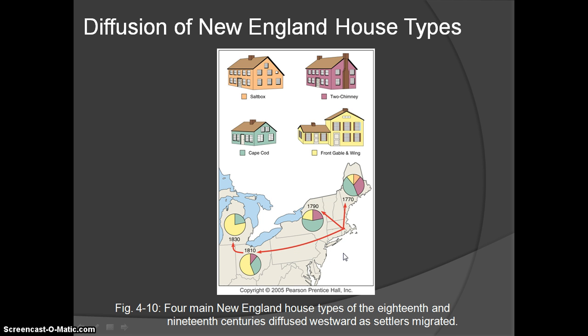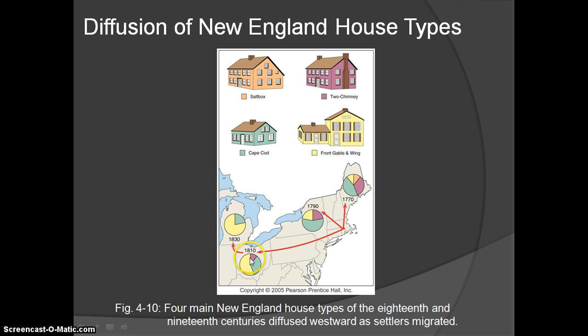Now, one of the interesting things that you'll see is that as it moves from, let's say, Massachusetts over here to Ohio, you'll notice that only 3 houses diffuse. The Saltbox house does not diffuse to Ohio, so that really tells you something about maybe the weather of Ohio. It's not the same as Massachusetts, and so the Saltbox house is not needed, or the type of people that moved out there didn't see any use for the Saltbox house. Notice also the 2 chimney house didn't make it out. It's really these smaller houses, front gable and the Cape Cod, that are going to make it out to Ohio.